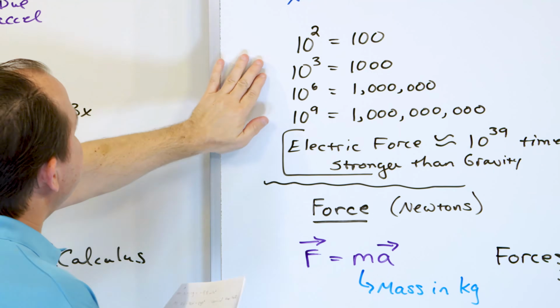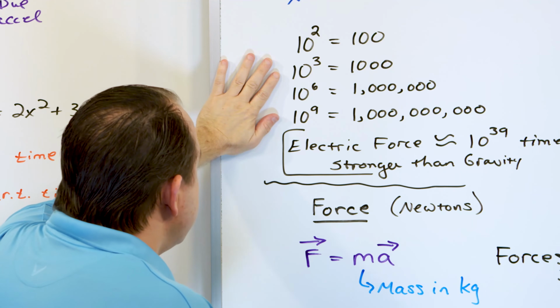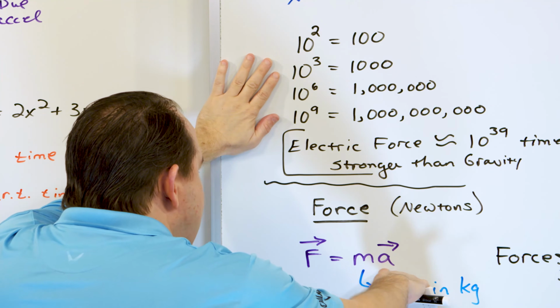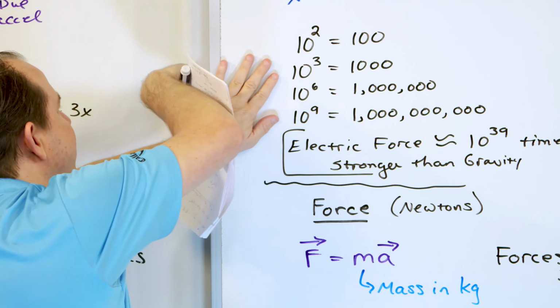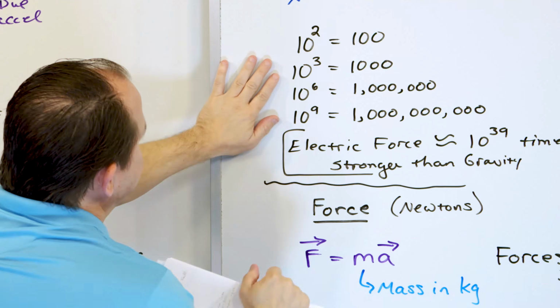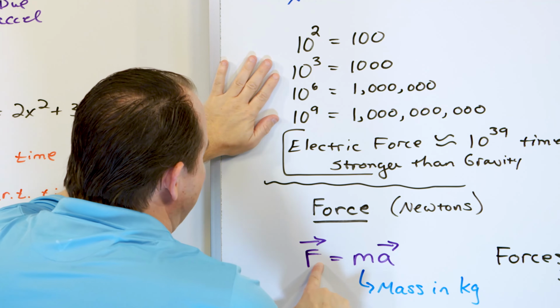Why? Because the board's not moving, right? I'm pushing, so you would think there'd be an acceleration. However, there's an equal and opposite force on the inside of the atoms of the board pushing back on me. So this is really the net force acting on the board.